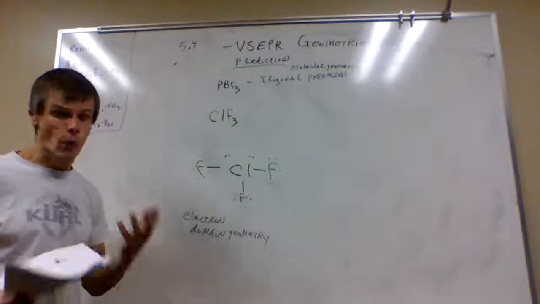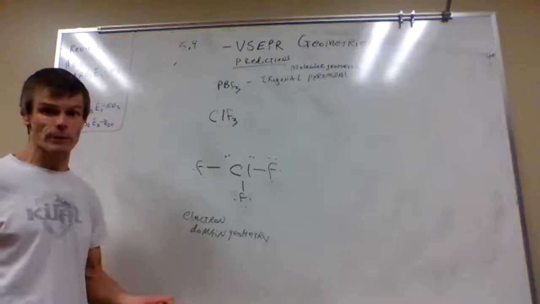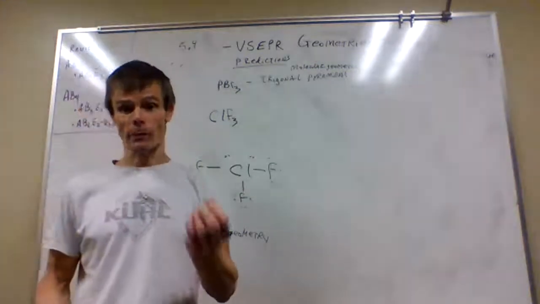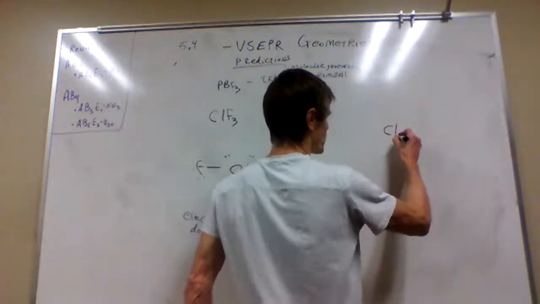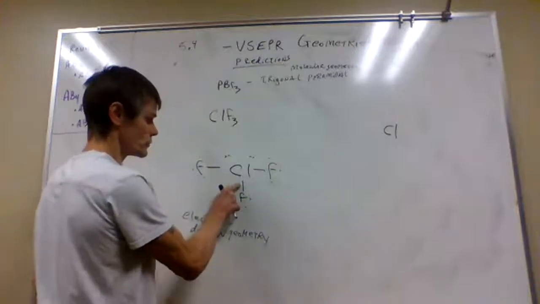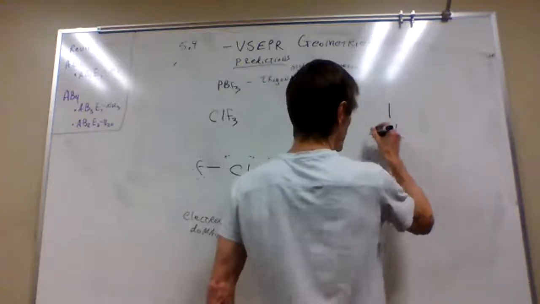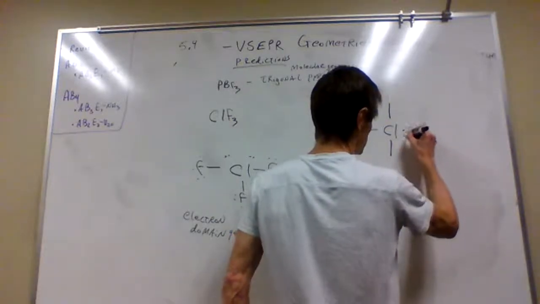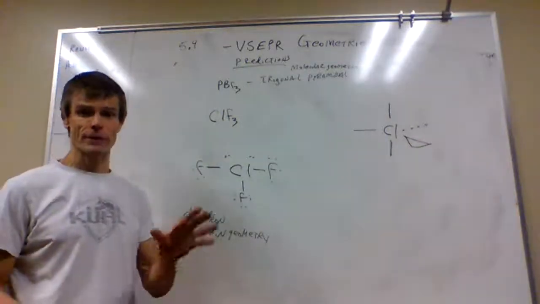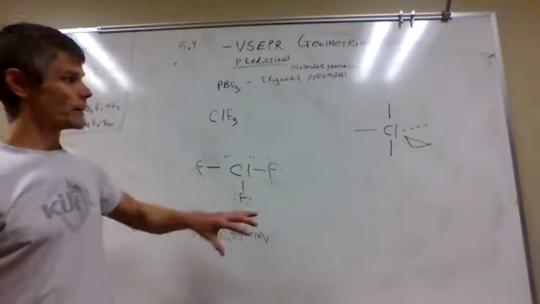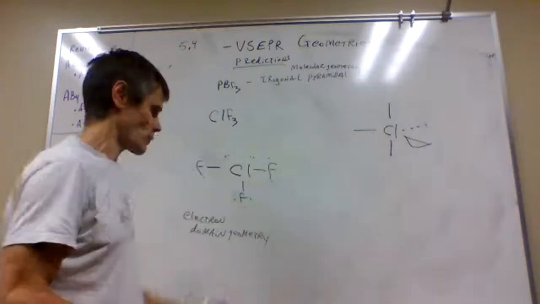Even though their formulas are quite similar, identical in many cases, one central atom with 3 surrounding atoms, their electron domain geometries are going to be different. Chlorine sits in the center, and we have 1, 2, 3, 4, 5 regions of electron density about that central chlorine. 2 of them are going to be lone pairs of electrons. So remember what we said about this type of electron domain geometry. This is trigonal bipyramidal.